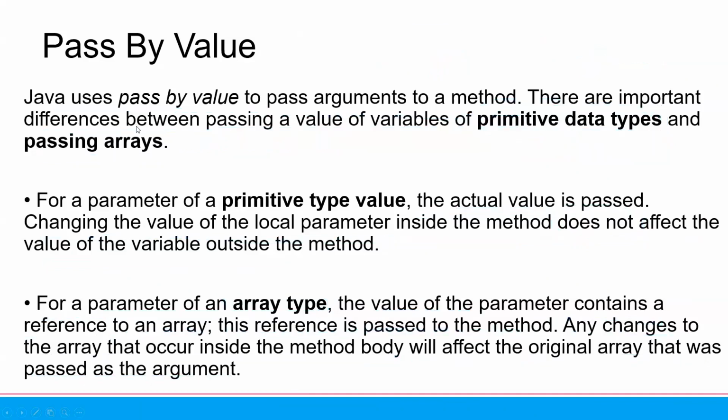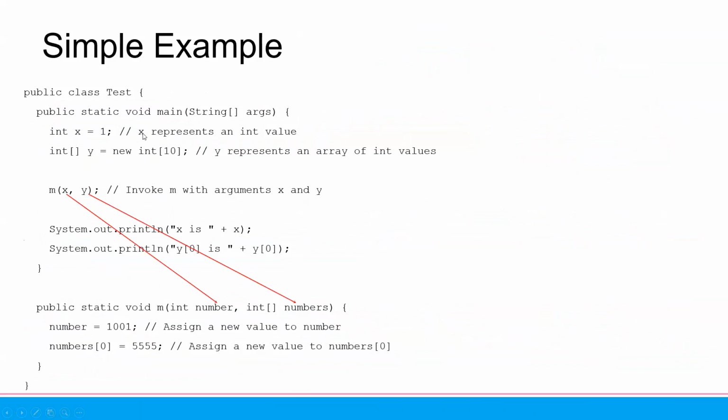Okay, let's see what it means by this one. I have one simple example test. Now you can see x equals 1. What is this? A primitive data type or an array?